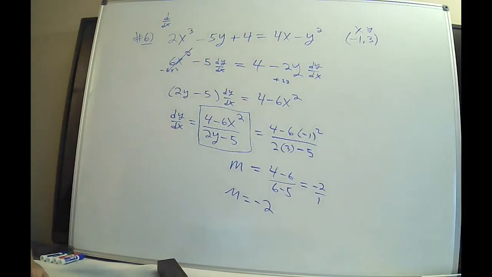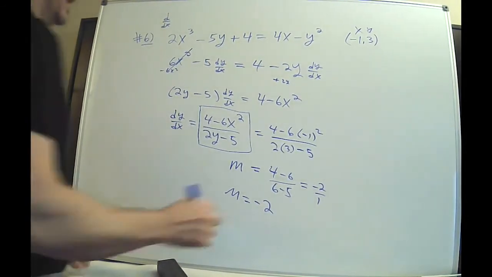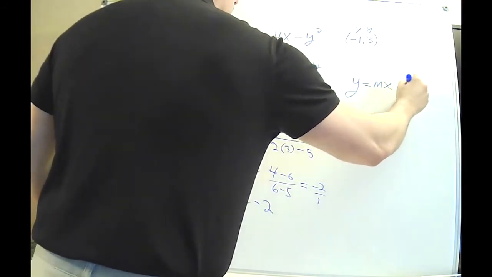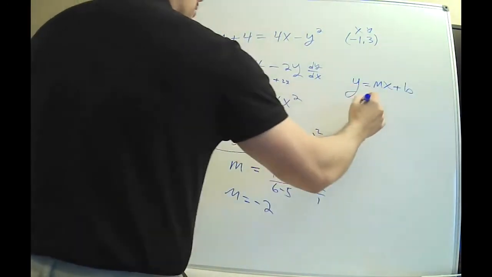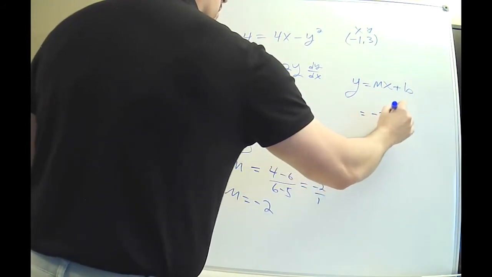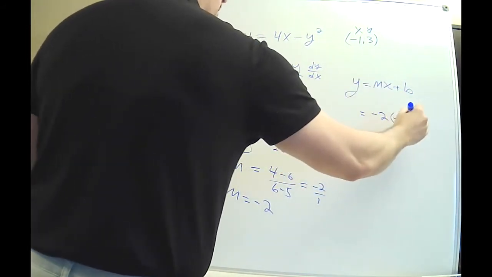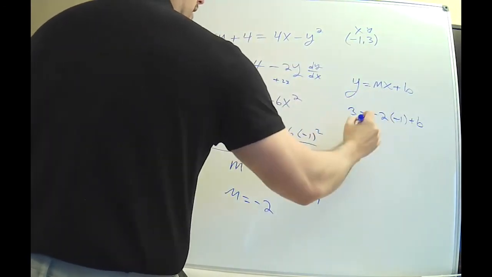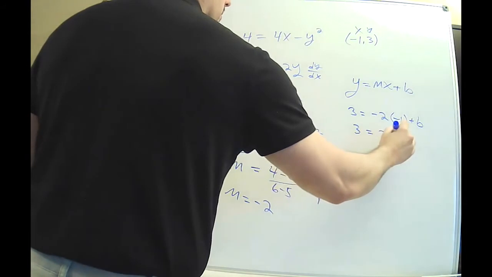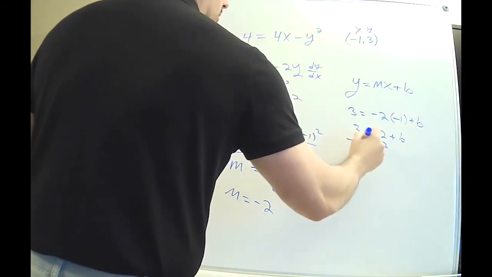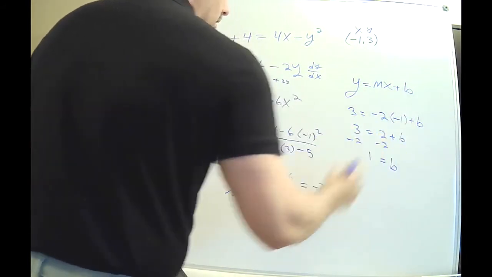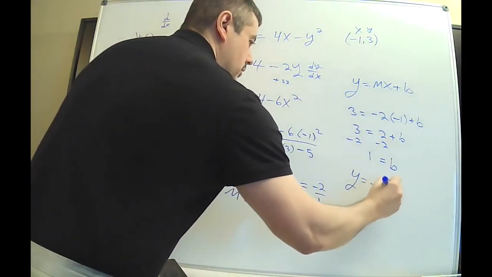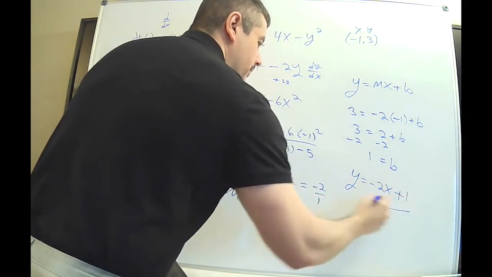Now, let's see, do I have enough room to fit? I guess. y equals mx plus b. m is -2. x is -1. And y is 3. Negative times negative is positive. That's +2. So it looks like b is going to be 1. So my tangent line is y equals -2x plus 1.